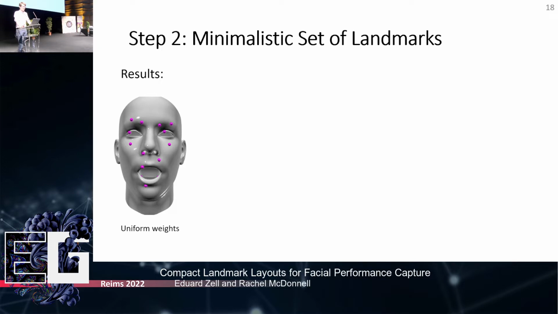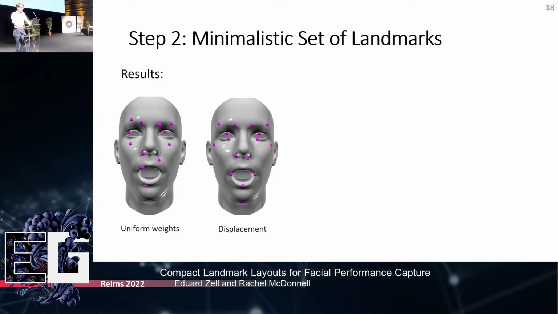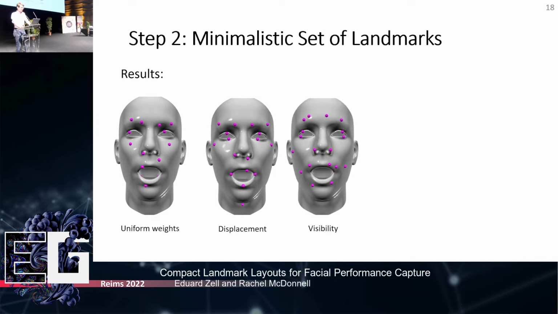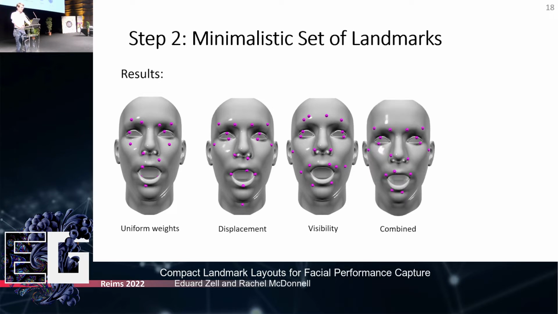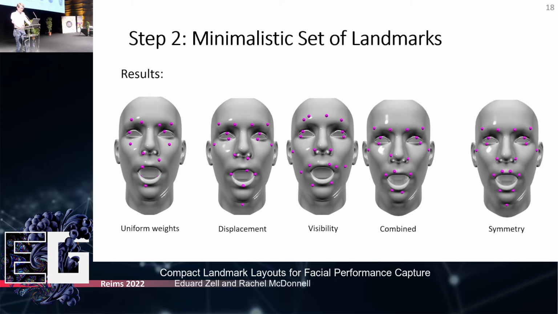So this is the result if we apply uniform weights. It will lead to sparse but implausible results. Taking displacement only, landmarks are placed in areas which are difficult to capture. If we go for visibility only, landmarks are easy to capture, but we lose our semantical plausibility a bit. And the best results are actually obtained by combining the two metrics, and we can push it further by adding a symmetry constraint.